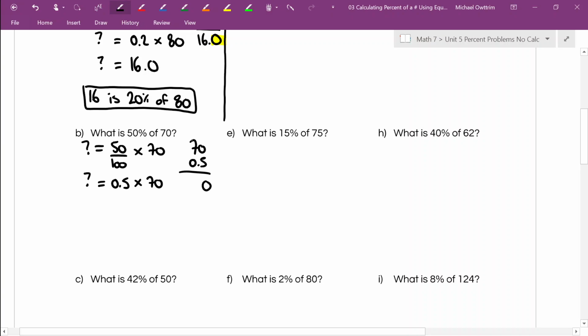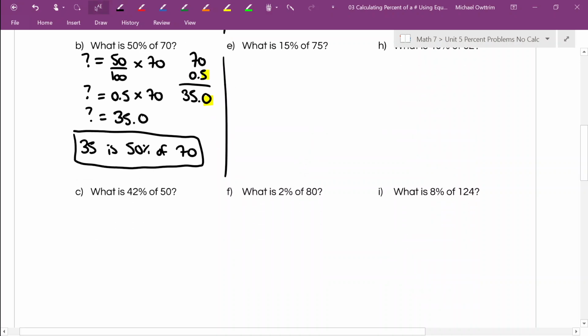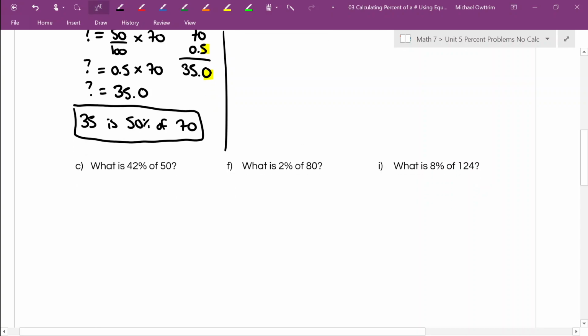Let's actually multiply there. 5 times 0 is 0. 5 times 7 is 35. 1 digit in decimal place, 1 digit in decimal place. Question mark equals 35. And so we can say 35 is 50% of 70. And again, in this question, it would have been very easy to do that with benchmark percents. 70 divided by 2 is 35. But again, we need to be able to use both equations and our benchmark percents. Yes, benchmark percents would have been easier in this question.